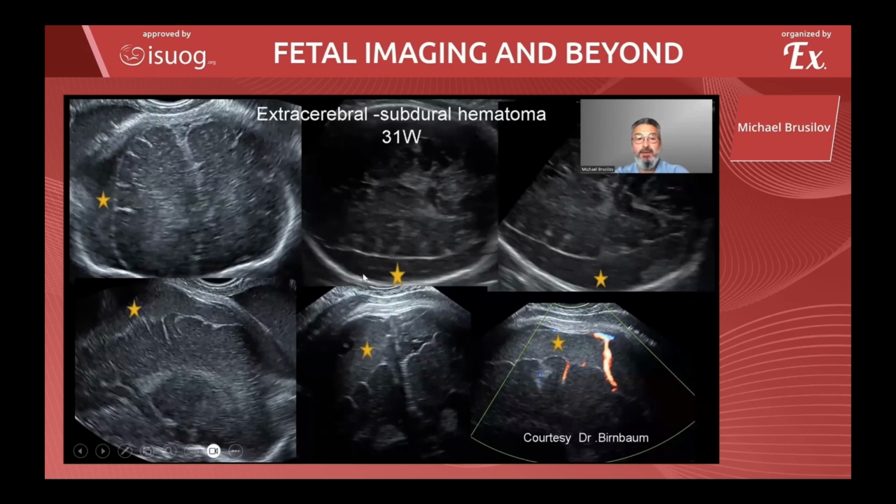Here we can see example of extracerebral subdural hematoma in 31 weeks of the pregnancy. Here, area of bleeding with subdural hematoma.